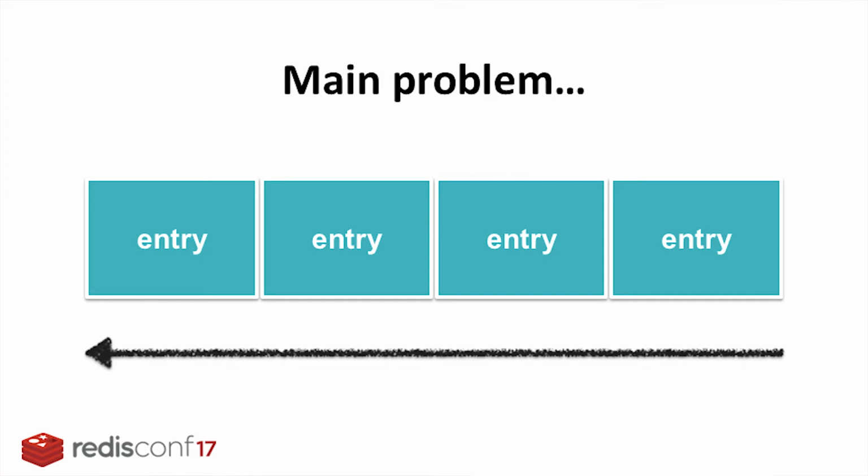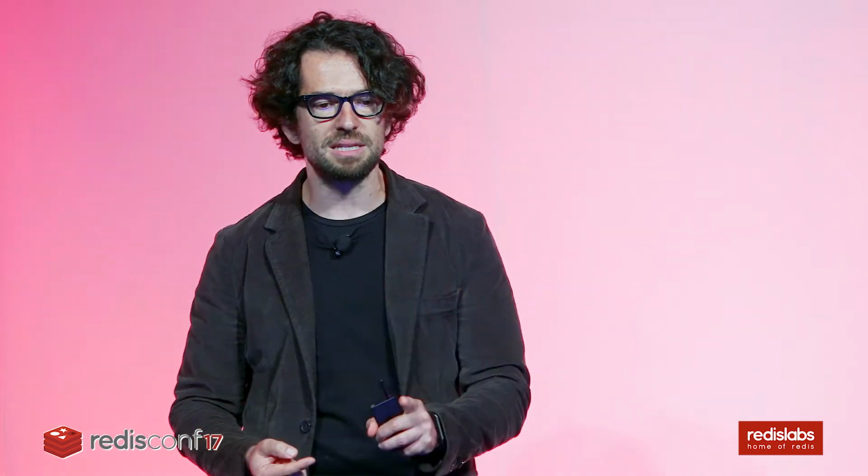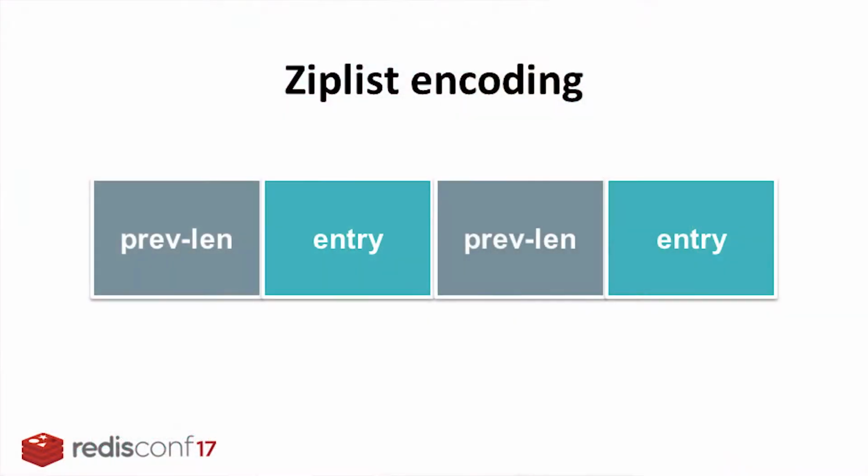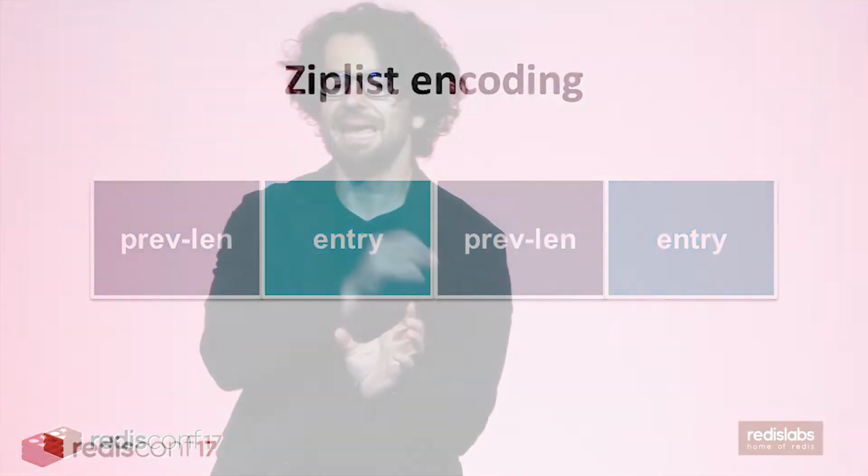And that's why. The main problem when you have to read things from right to left is that you have to find a suitable encoding in order to read bytes in the reverse order. This is what Ziplists were using. Instead of encoding a single entry, Ziplist encoded the previous length and then the entry. This way, if you have a pointer to the prevlen field of the last entry, you can scan backward, jumping to the left, okay? There is a problem with that.